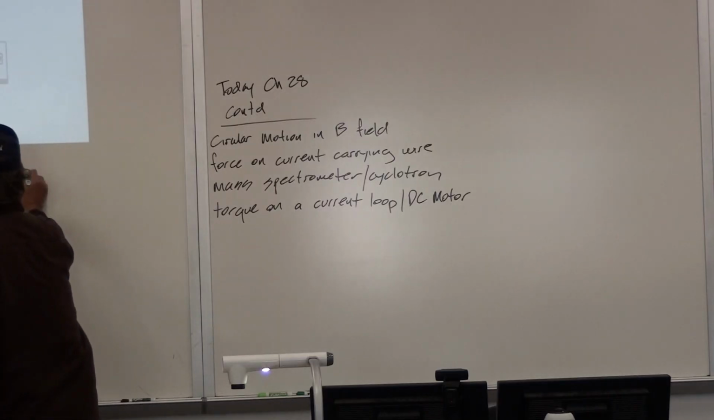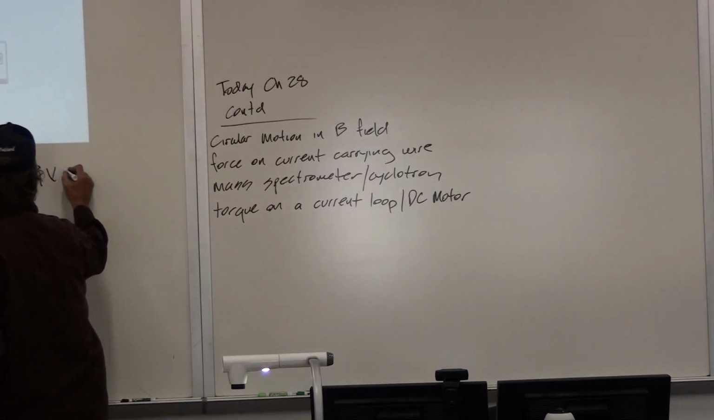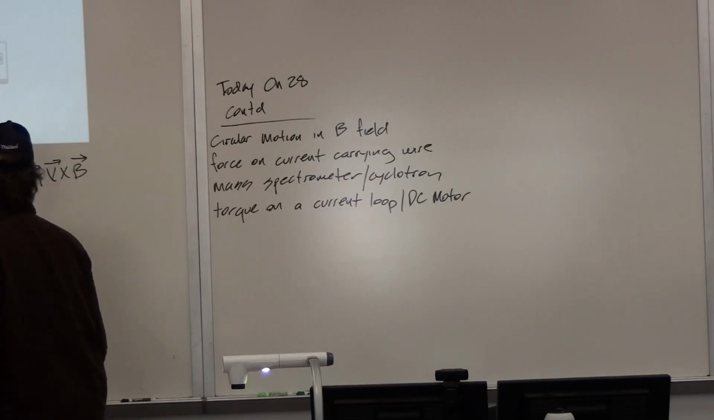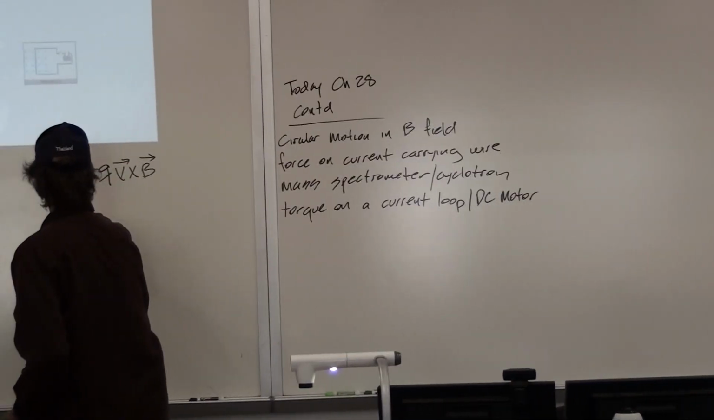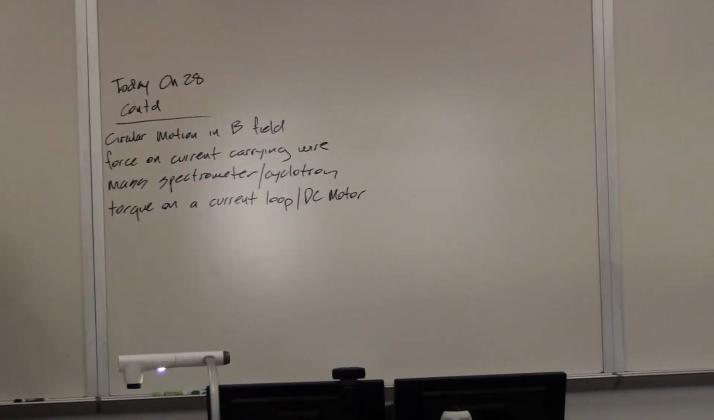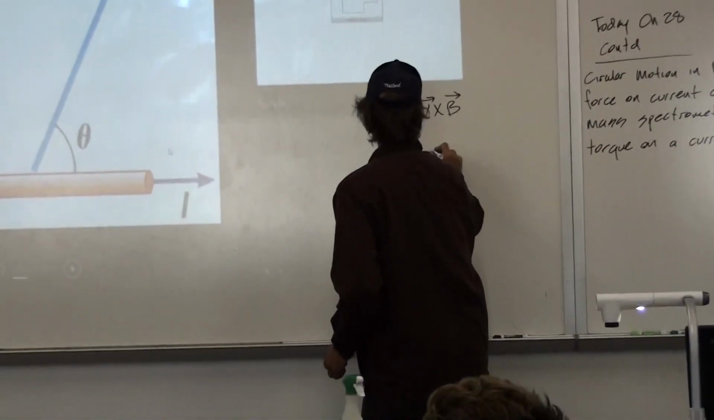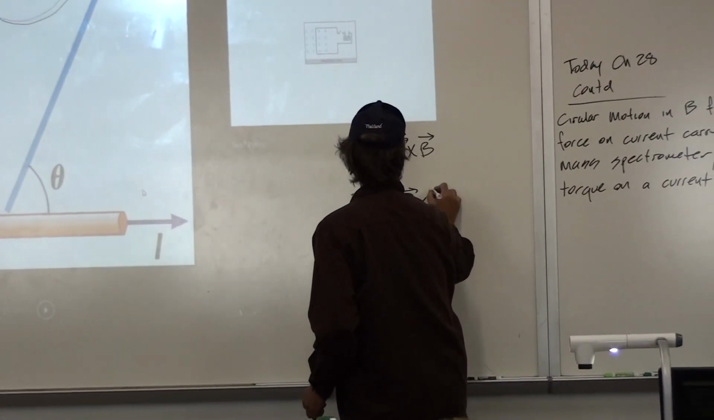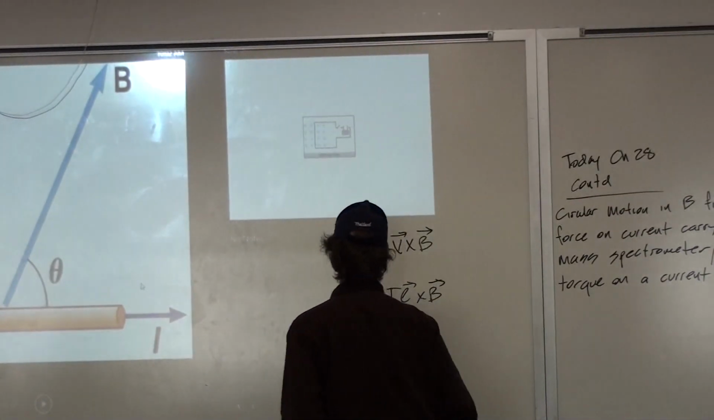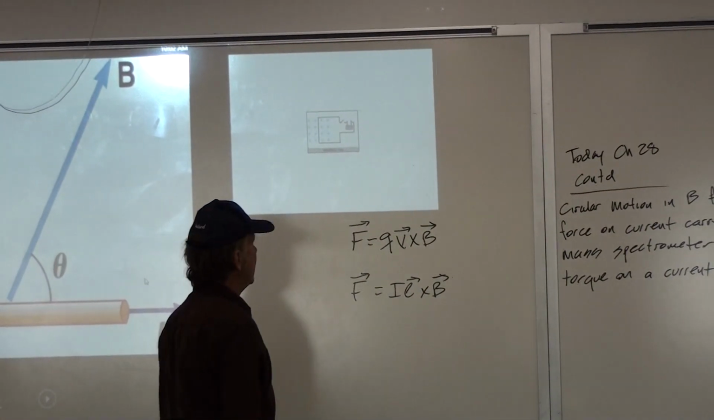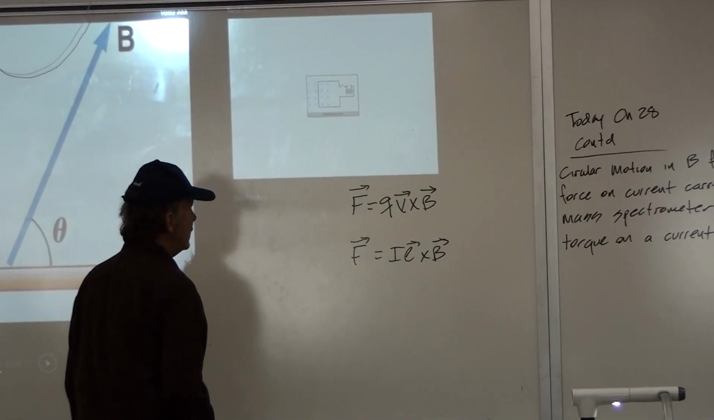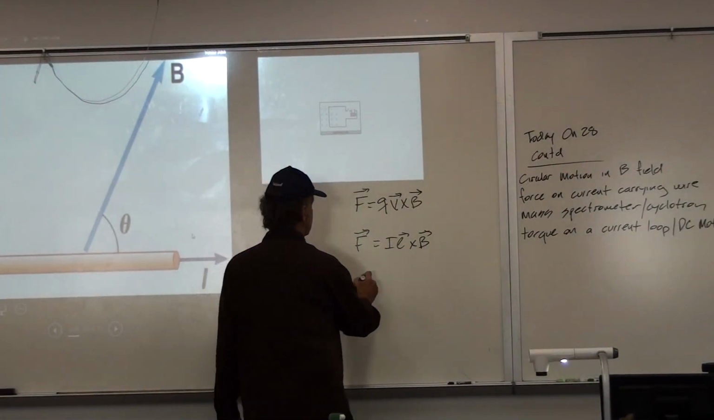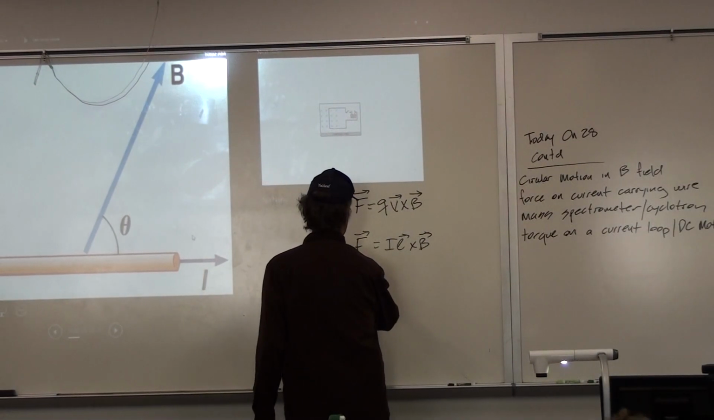We had two different force relationships. One was for a single charged particle moving in a magnetic field. We looked at a few of those, and we'll look at more of those today. But the other one was IL cross B. This was for the force on a current carrying wire. And this, of course, assumes that the wire is straight.